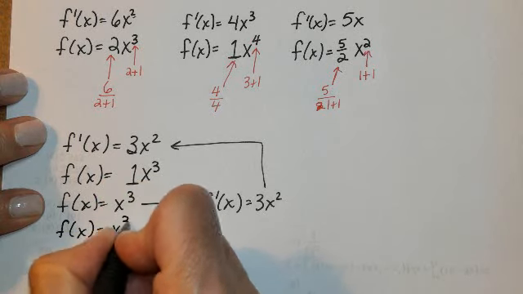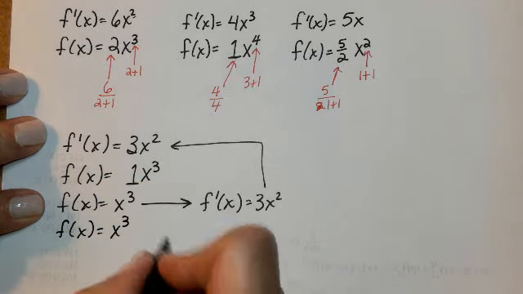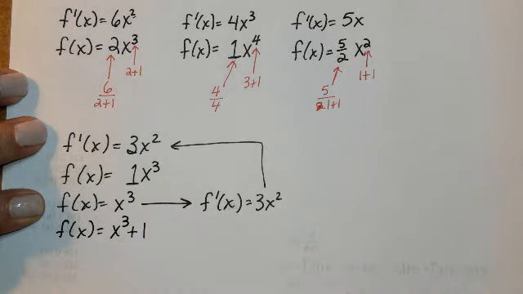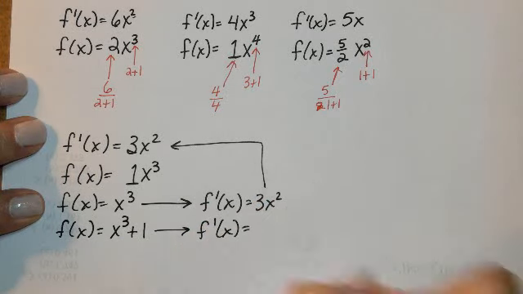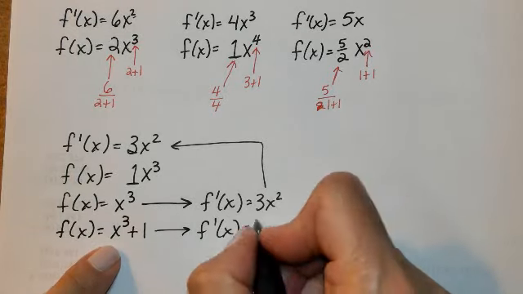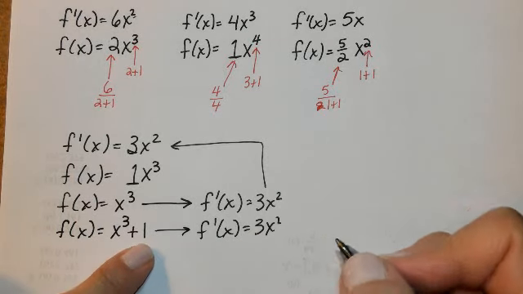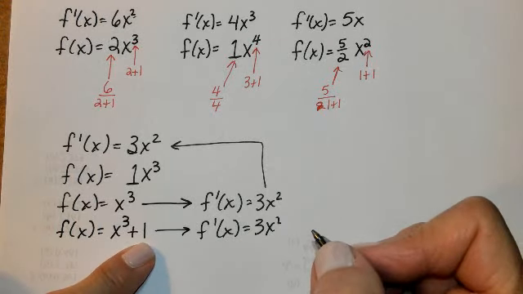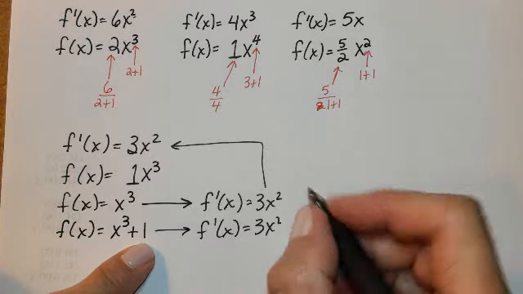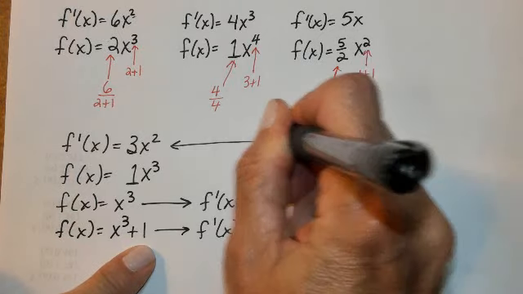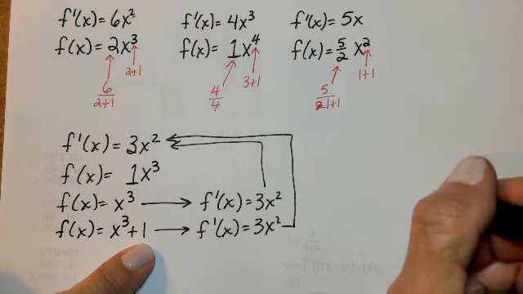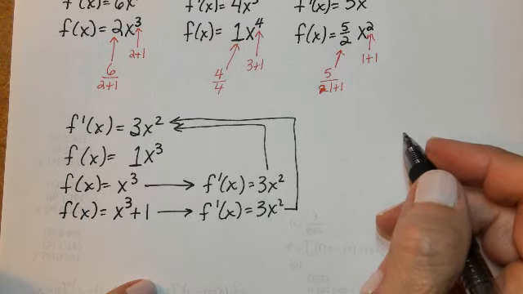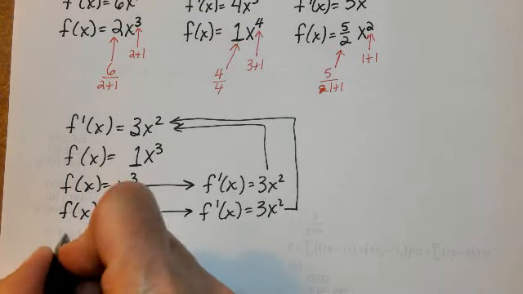What if we had x cubed plus 1? What's the derivative of x cubed plus 1? 3x squared plus 0, because the derivative of 1 is 0. So once again, we got the same function that we started with, right?